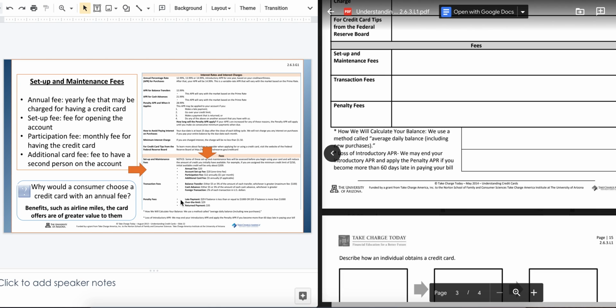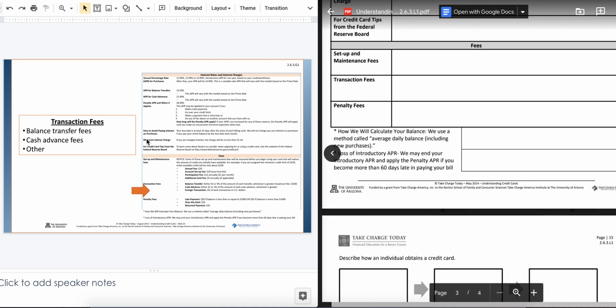Some of these are going to be a trade-off for not having credit history. So if you've never had any credit before, you don't have a credit score, you might have a high annual fee, you might have a setup fee or a participation fee, and that's just a way that a company can lower their own risk because they don't know how risky you are to work with yet.